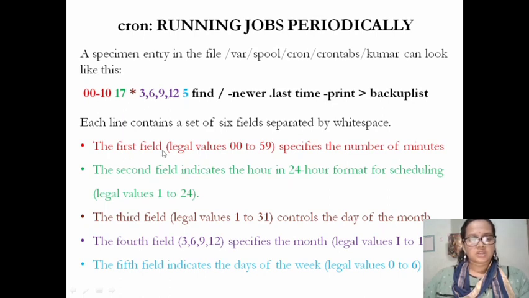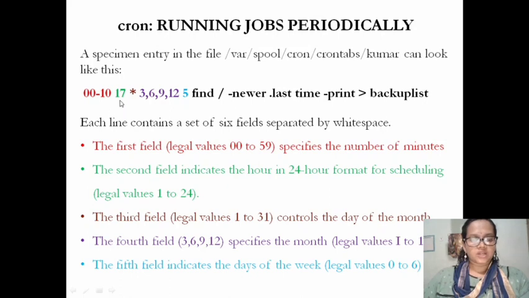The first field's legal value is 0 to 59. This specifies the number of minutes. Of course, we all know that there are 60 minutes, so that's why the limit is 0 to 59 after the hour when the command is to be executed. The range in our example is 0 to 10, which means it is scheduling its execution every minute in the first 10 minutes of the hour.